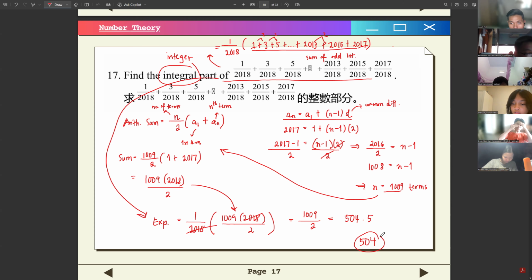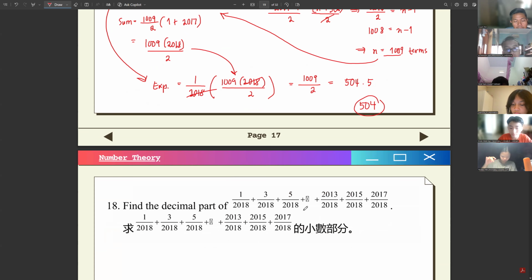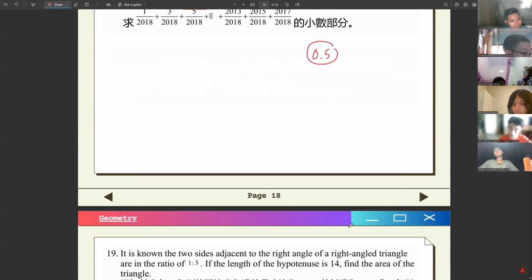Okay? Make sense? So take a screenshot if you need to. Now, actually, the next problem is just the same question, but it's asking for a different part. It's the decimal part. So the answer for number 18 is what? It's just this part, no? 0.5. The answer is just 0.5. Okay? So it's a two-parter problem. Okay? Let's move on to the next part.